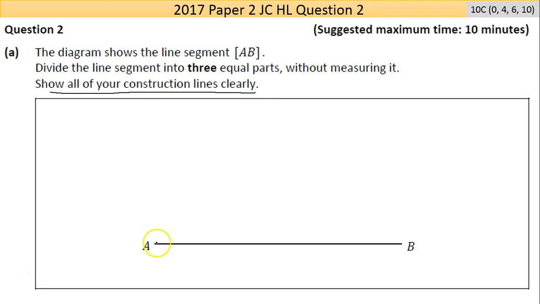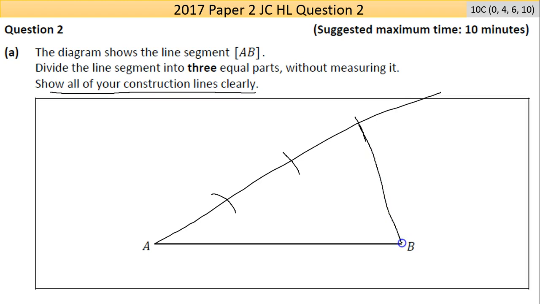If you draw a line at any angle, just a straight line, with your compass measure equal distances. It doesn't matter, spread them out, I'm just guesstimating by hand, but obviously on paper you'll have an actual compass. So that's 3 equal segments. Now you draw a line from the third segment to B, and then a parallel line from here to here, and a parallel line from here to here, and that should be in 3 equal segments.